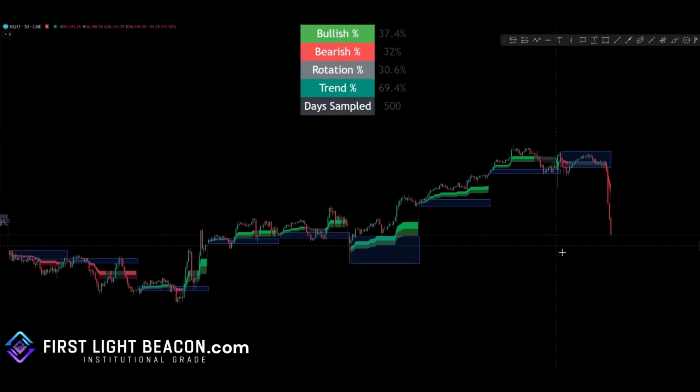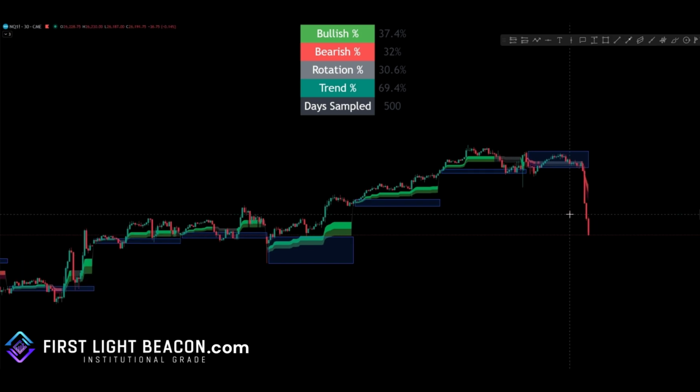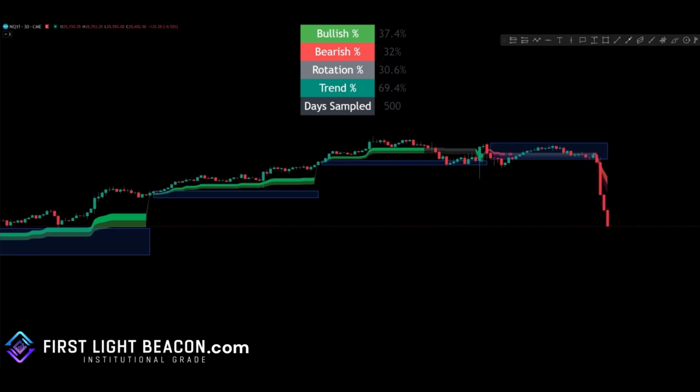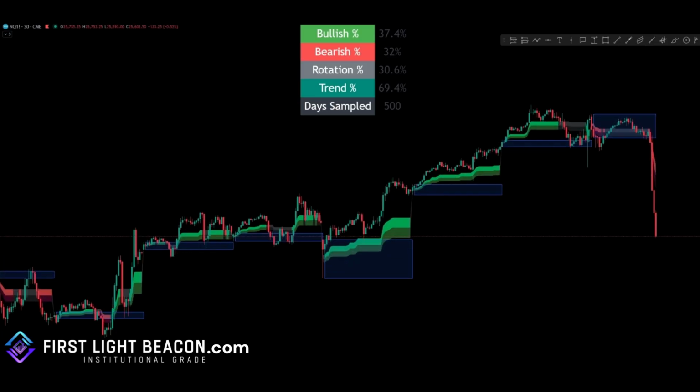Now this indicator is not available to the public. This is what's powering the trend, or the TradeShield, inside the FLB right now. Now let me explain to you what's going on.